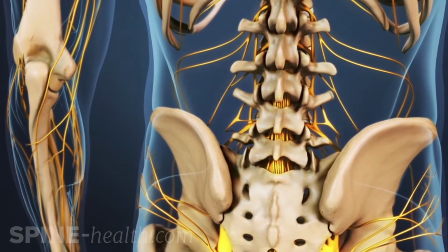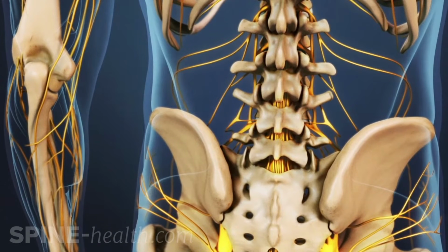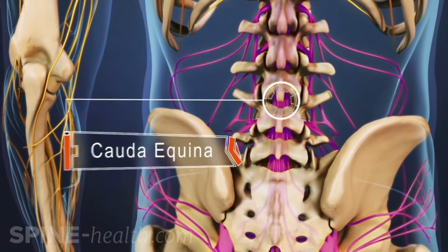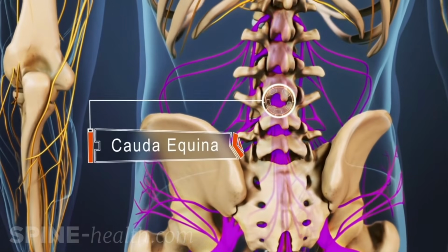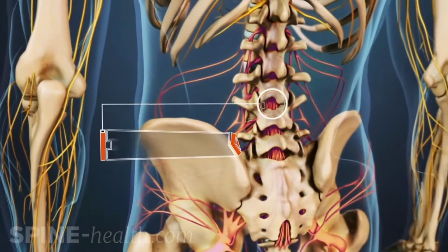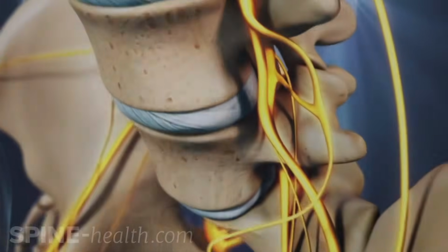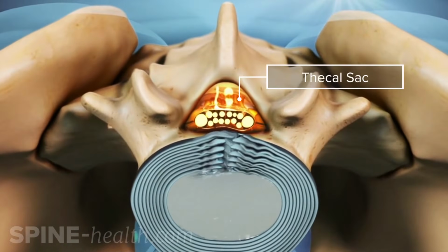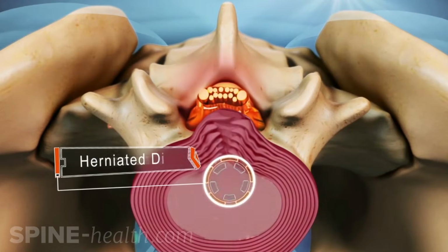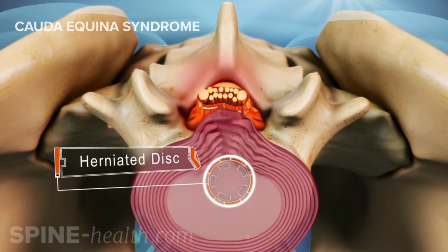In the lumbar spine, the solid portion of the spinal cord ends at the L1-L2 spinal segment, and nerves branch out into individual nerves that look like a horse's tail and is called the cauda equina. These spinal cord nerves in the lumbar spine are contained in the thecal sac. Compression of this nerve bundle in the lower spine is called cauda equina syndrome.